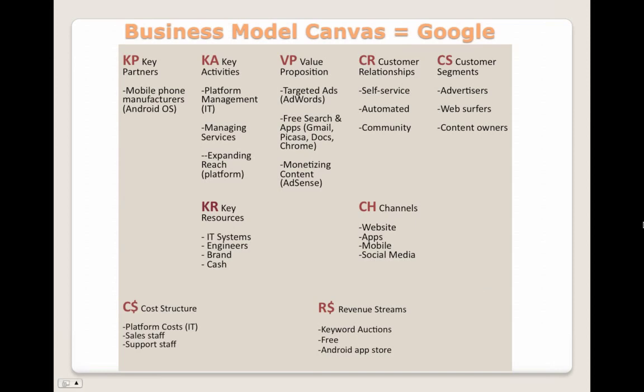So the value proposition. So what is the value proposition for advertisers? Well, they get targeted ads in the form of AdWords, which is great because really Google's innovation back about 12 years ago now, when Google AdWords first came out, was that advertisers could bid on the words that people were searching on.